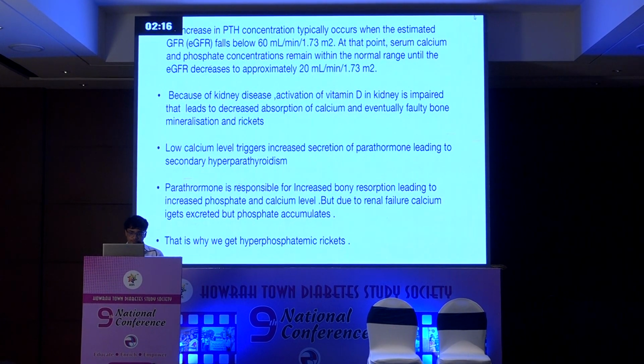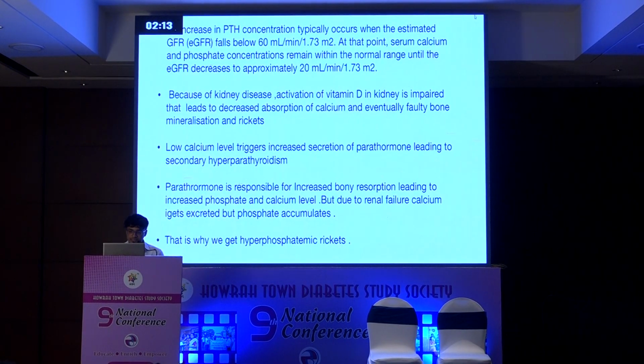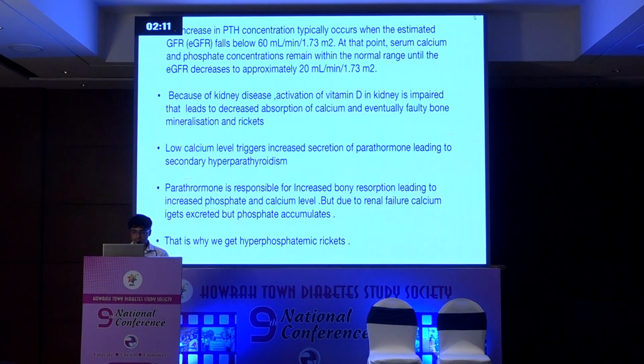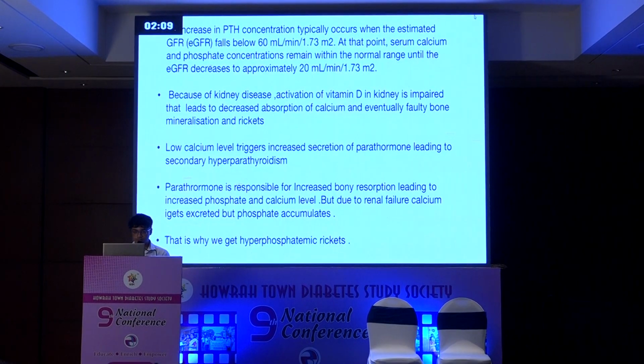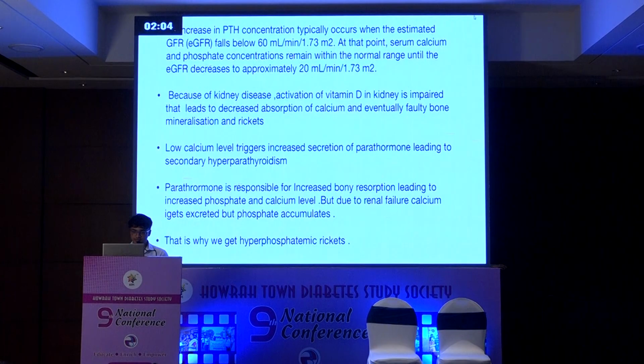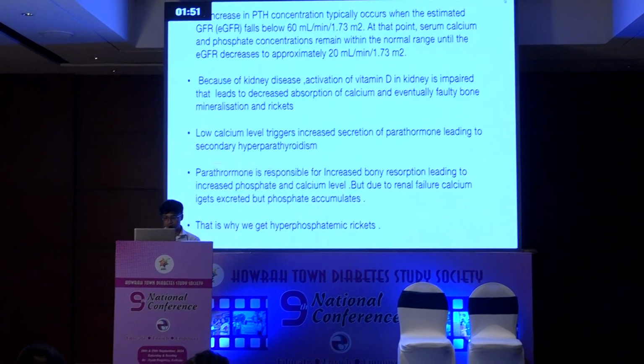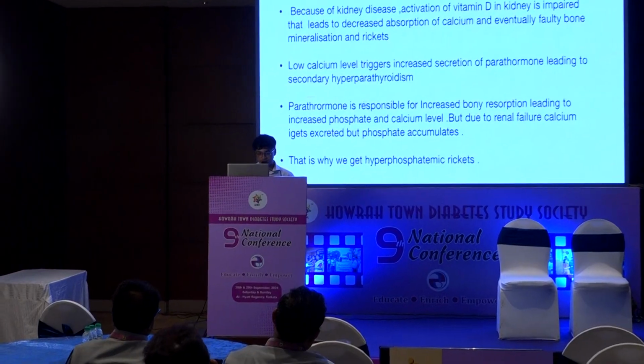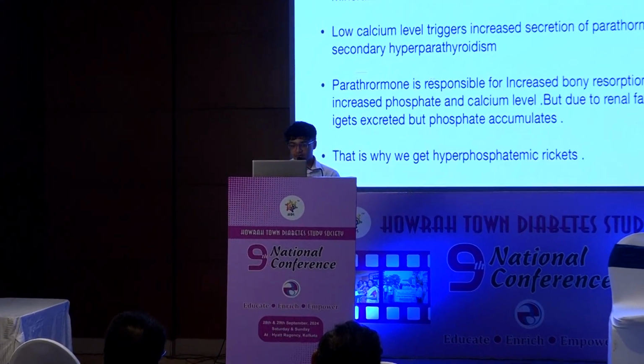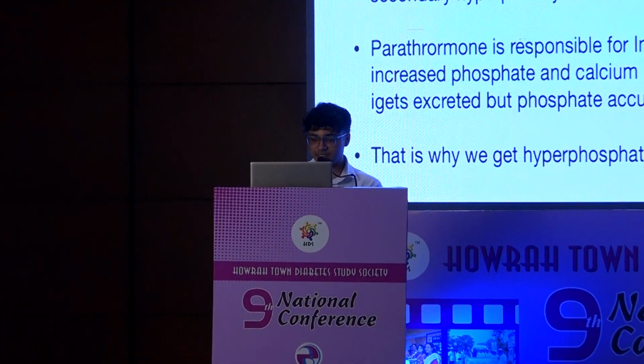Because of kidney diseases, activation of vitamin D is impaired, which leads to decreased absorption of calcium and eventually faulty bone mineralization and rickets. Low calcium level triggers increased secretion of parathormone, leading to secondary hyperparathyroidism. Parathormone is responsible for increased bone resorption, leading to increased phosphate and calcium level, but due to renal failure, calcium gets excreted, but phosphate accumulates in the longer term. That is why we get hyperphosphatemic rickets in renal osteodystrophy.